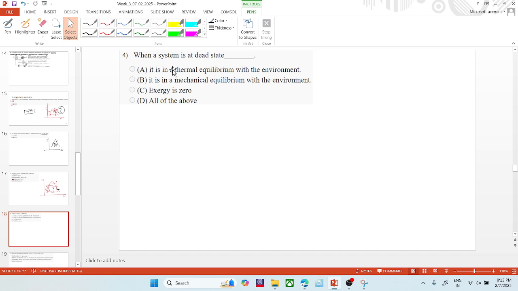Next, when a system is at dead state. First option is it is in thermal equilibrium with the environment. Correct statement. It is in mechanical equilibrium with the environment. Exergy is zero. So all these options are correct, so the correct option would be all of the above. When a system is at dead state, it is in thermal and mechanical equilibrium with the environment, and the exergy would be zero. So option D would be the correct option.